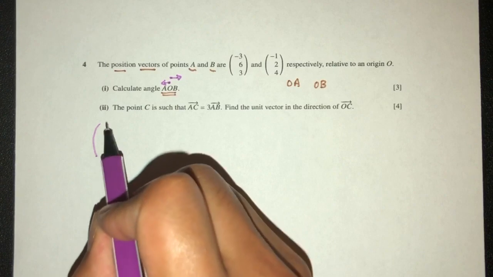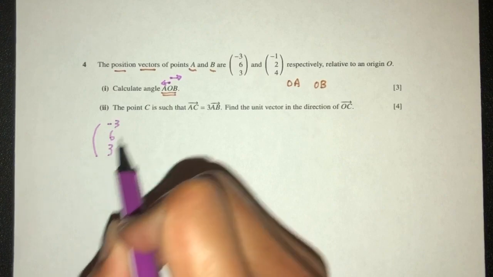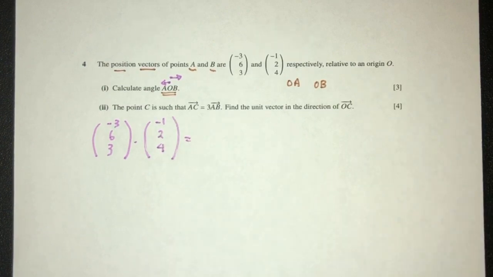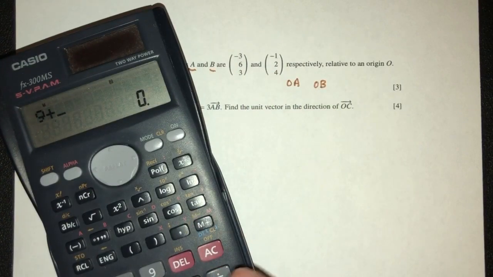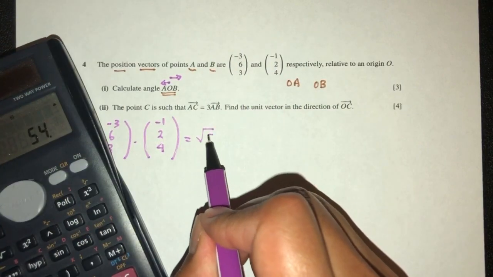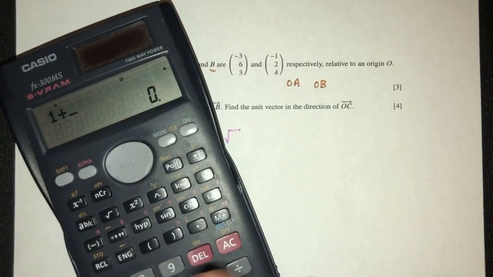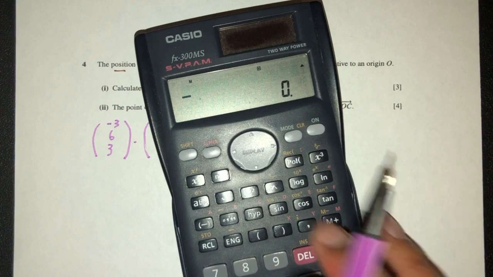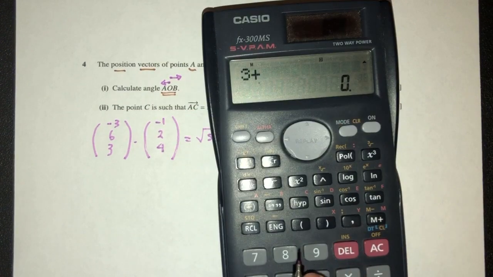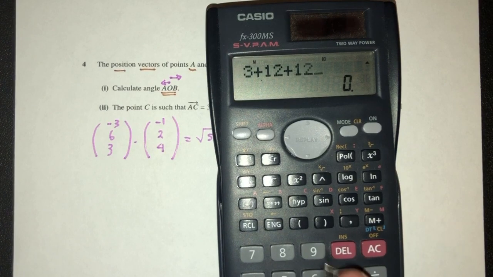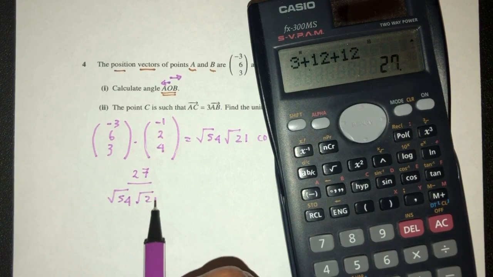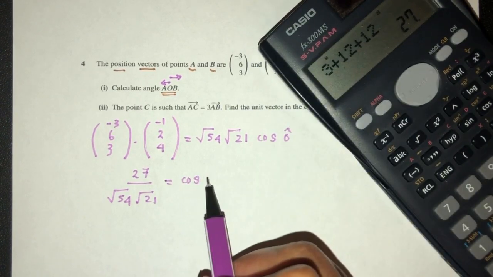That will be the scalar product of OA (minus 3, 6, and 3) dot OB (minus 1, 2, and 4) equal to the magnitude of OA, which is 9, 3 squared is 9 plus 36 plus 9. That should be 54. And OB should be 1 plus 4 plus 16. That should be 21. Cos of the angle in between. Now obviously pretty easy. So minus 3 times minus 1 should be 3. Plus 2 times 6 should be 12. Plus 12. That should be 27. Divided by root of 54, root of 21. Cos of angle O.